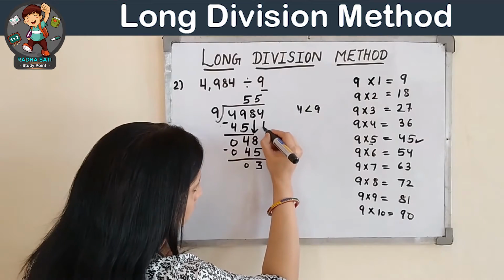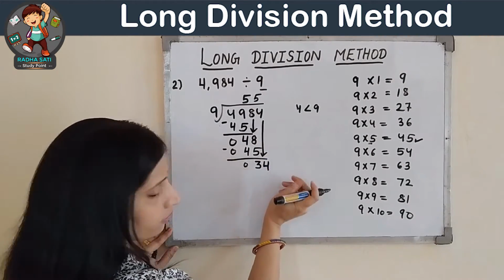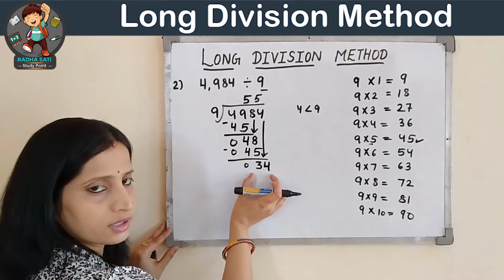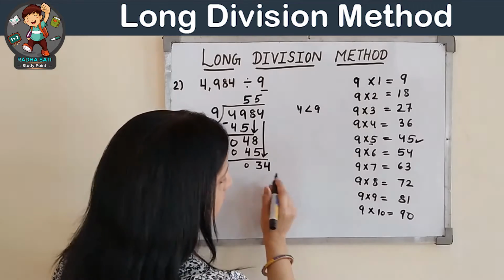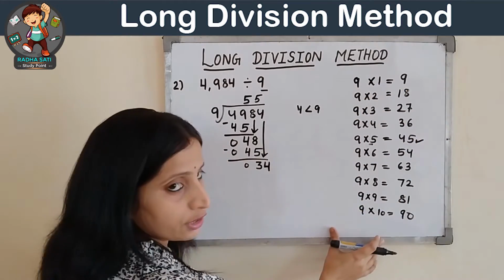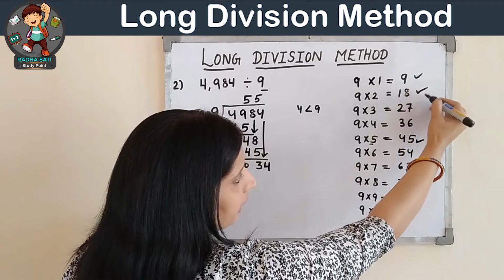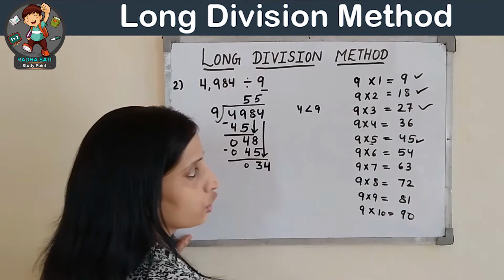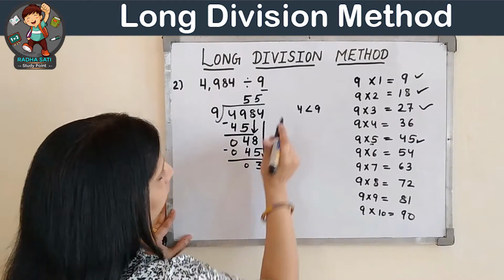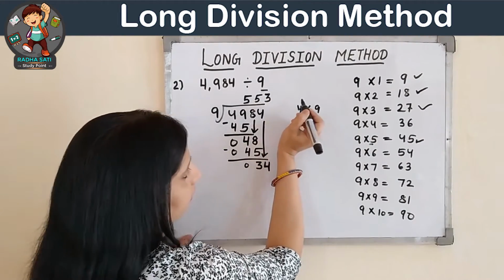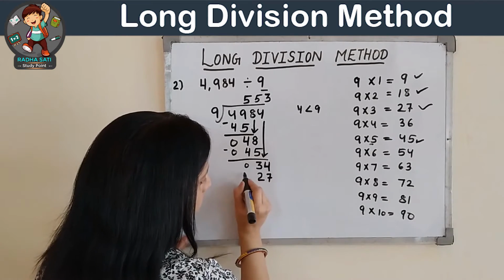Now we will write down this next digit. And this is 4 here. Now the number has become 34. So in the table of 9, which number is less than 34 here? So we will start checking. 9 1 ja 9, 9 2 ja 18, 9 3 ja 27. It is less than 34. So we will write 3 here and 27 here.